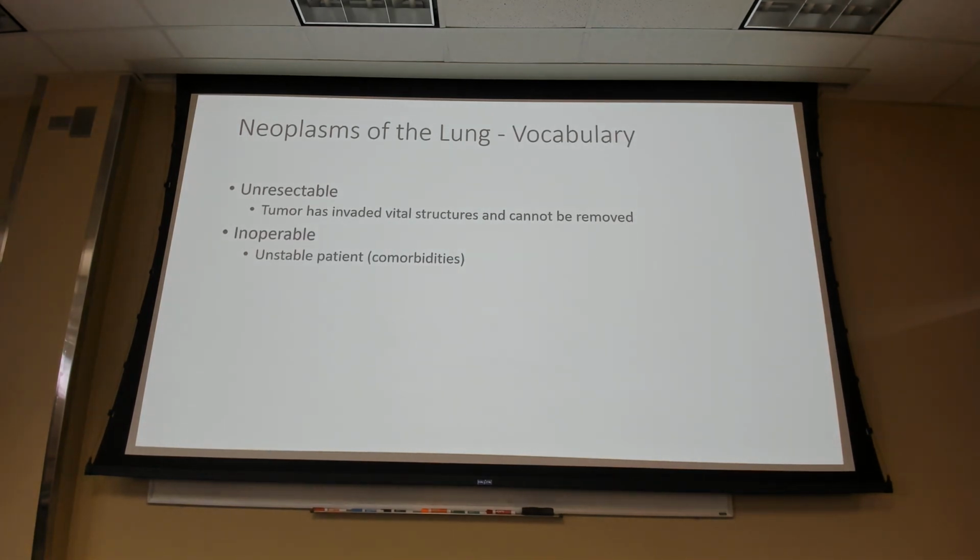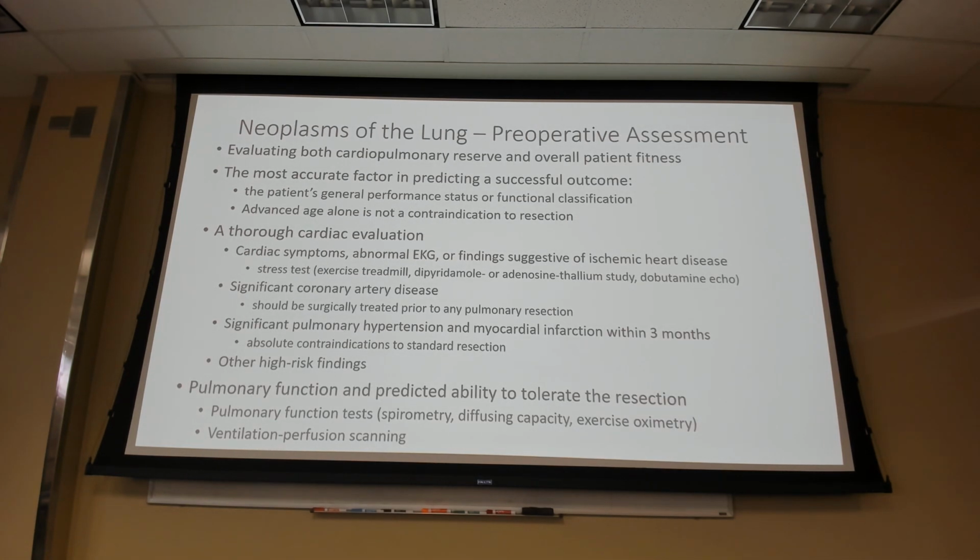All right. So here are just some different terminology we have for neoplasms. Unresectable means it's in a more advanced stage and it's already invaded other structures. So we're not able to remove that lesion, and typically it's going to be palliative therapy at that point, versus our inoperable. So this is going to be our comorbid patient, they might be unstable, and they're not a good candidate for an operation. So it's important we understand the differentiation between those terms. And then what do we do if we are taking them to surgery?